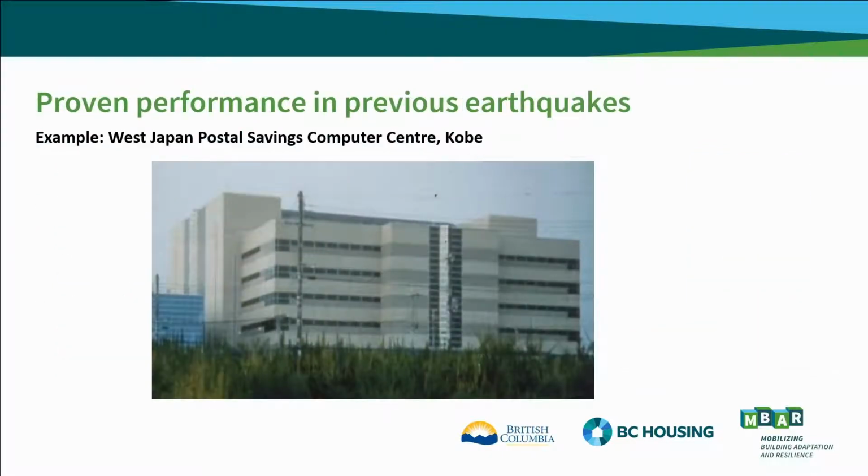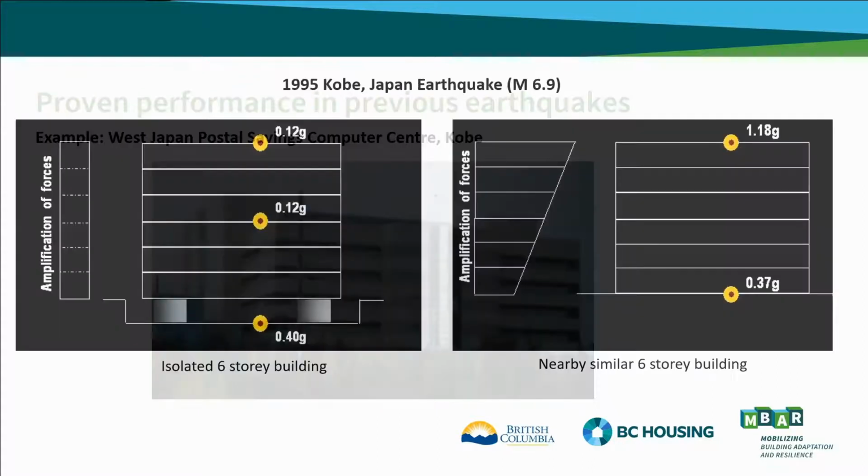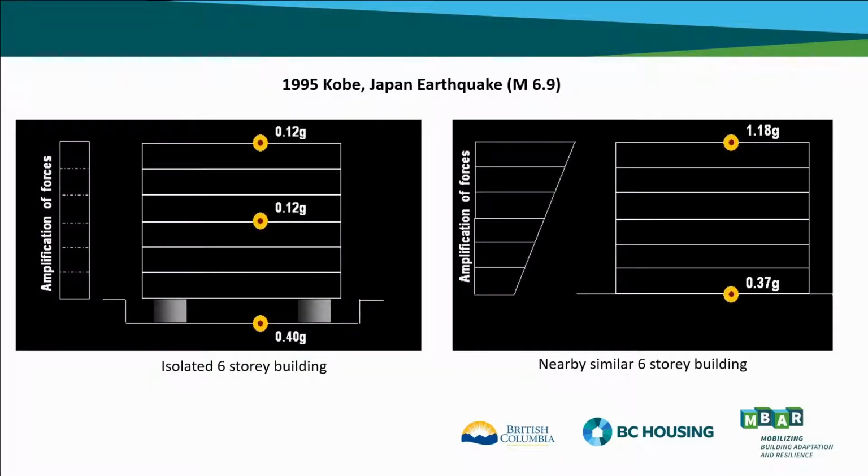So these buildings have been proven from their performance in previous earthquakes. Here's an example of a building in Kobe, Japan. The building on the left shows the isolated building. You can see at the base, the ground was shaking at a 0.4 G level. The building itself saw de-amplified accelerations of 0.12 G and uniform across the entire height of the building.